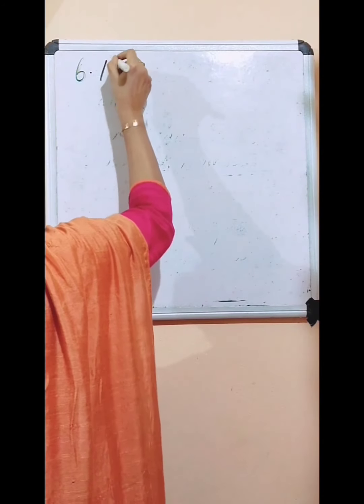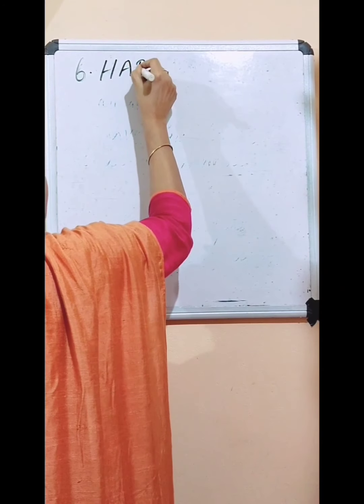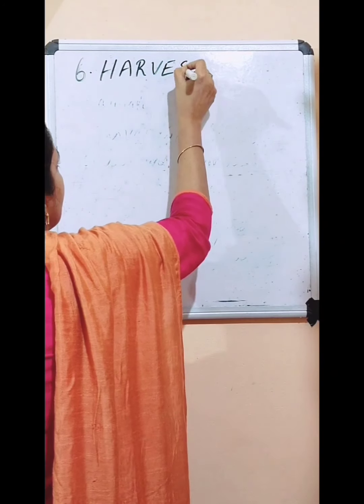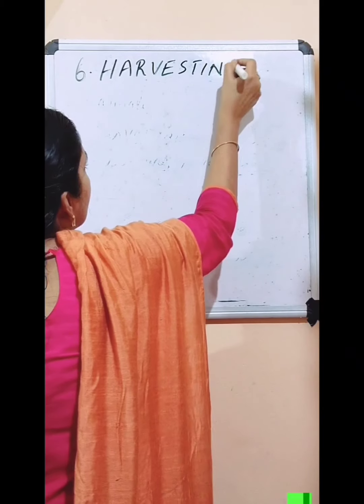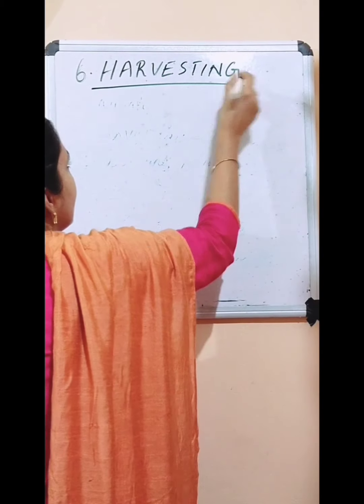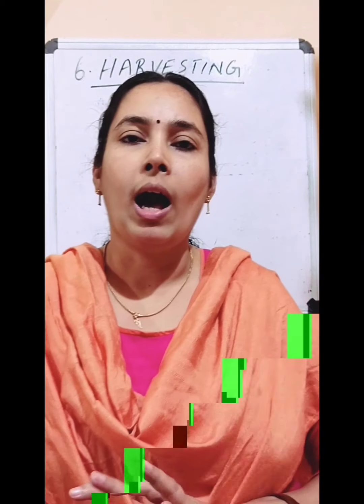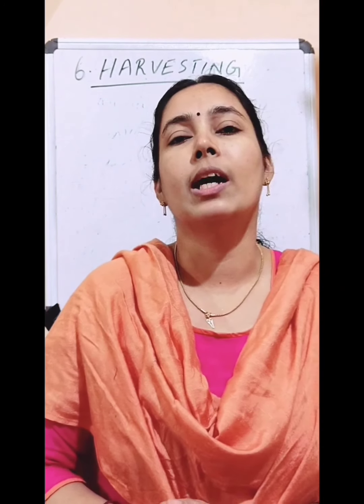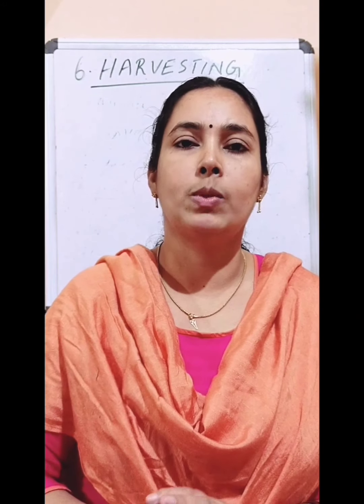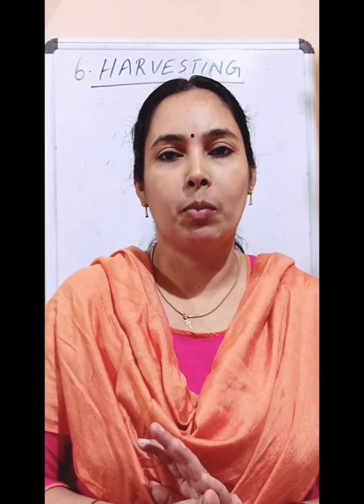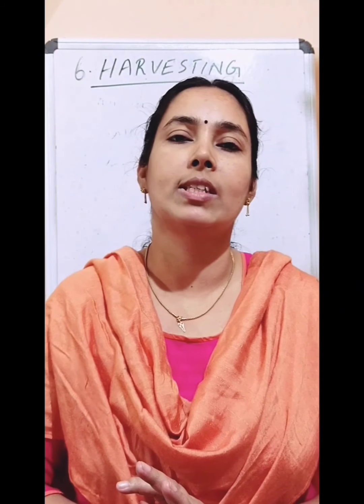So what is the sixth step? Sixth step is harvesting. So what is harvesting? Cutting off the crop after it is mature. That process is called harvesting. So we will collect the crops after they are mature. That process is called harvesting.